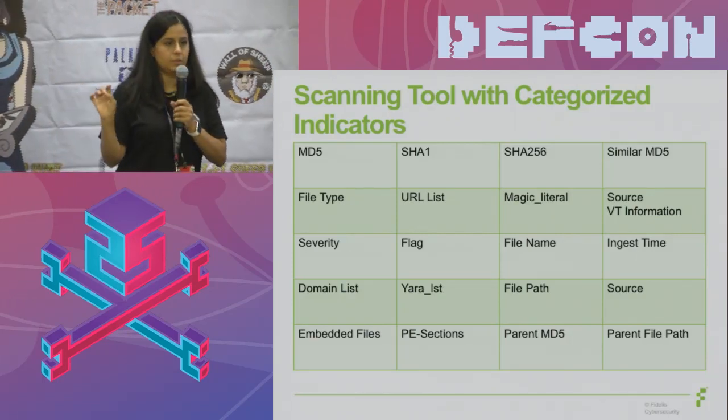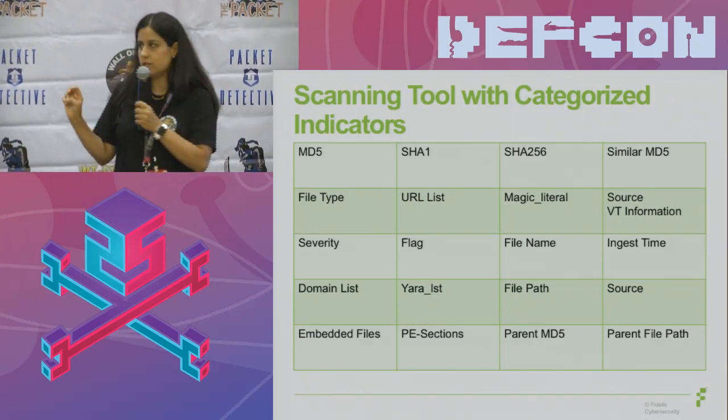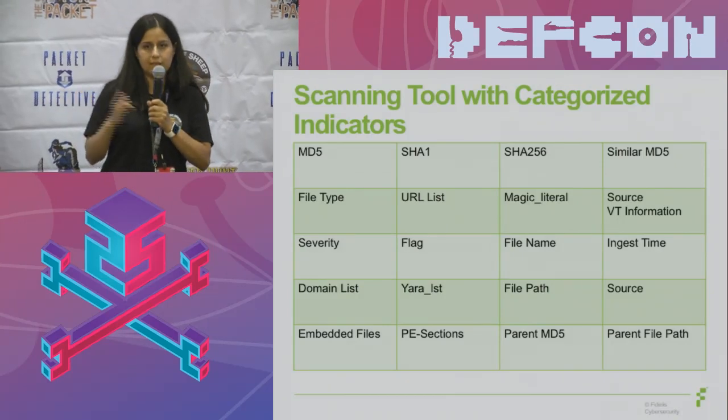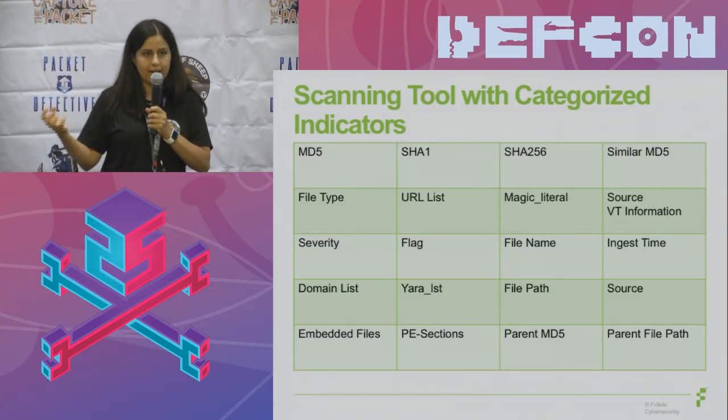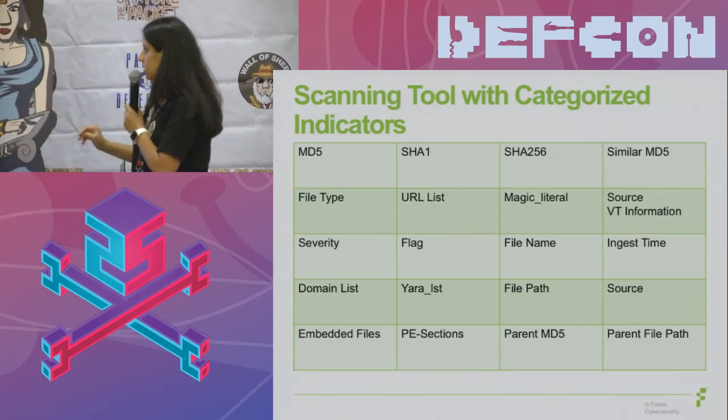Severity and flag are used together. Severity is clear, suspicious, or malicious, and then the flag could be from 1 to 5. 1 stands for clear and 5 stands for very, very malicious. So it just gives you a scope of how the file is analyzed.